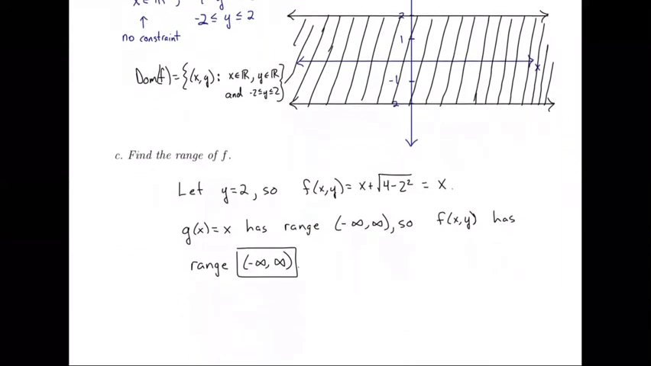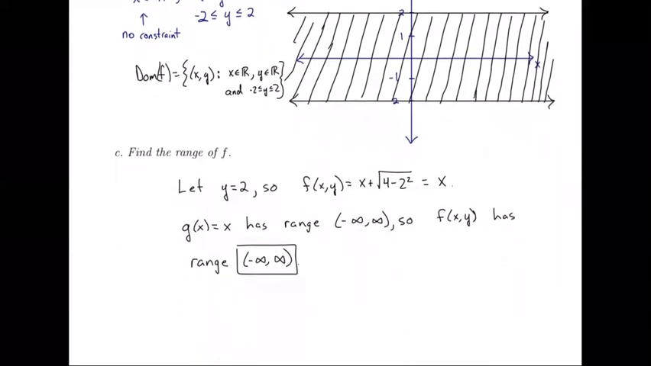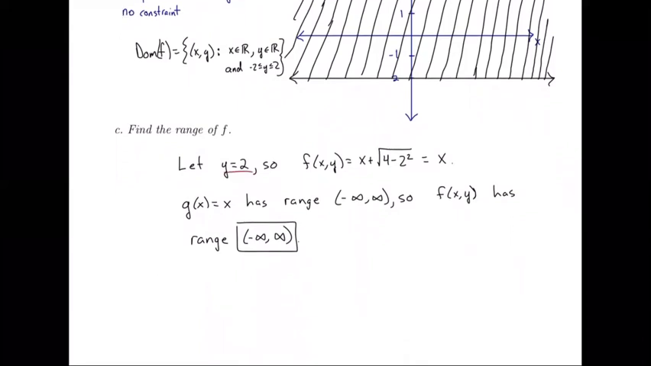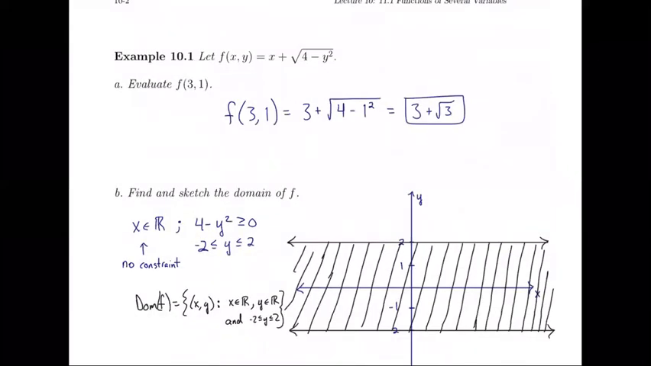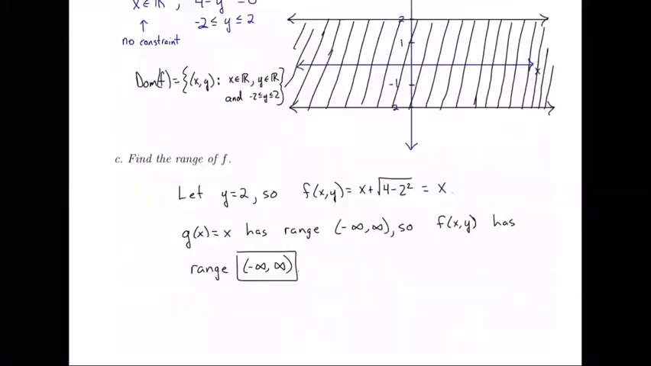Find the range of f. Well, again, there's no catch-all rule for doing this. But in this case, if we let y be equal to 2, then we'll zero out the radical component of this expression, and all we're left with is an x. Well, if we just have an x value for our f of x, y function, and we recall that a function g of x equals x has range all real numbers, well, so will f of x, y if it's equal to x. So it meets all real numbers, -infinity to infinity, and that's the interval notation for that one.